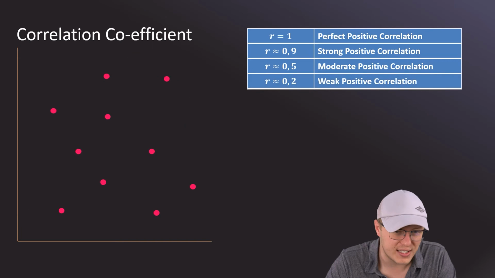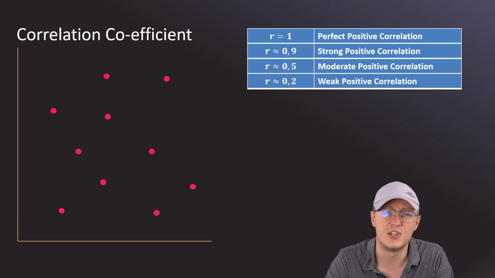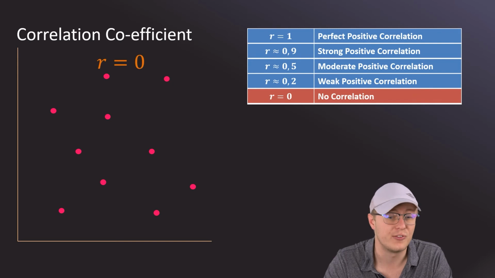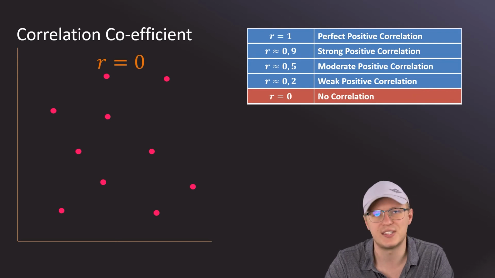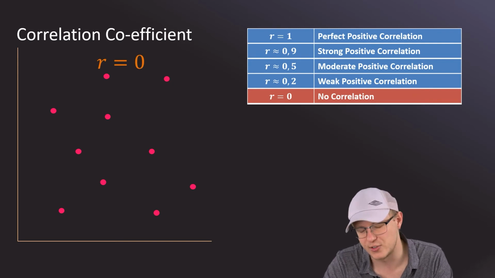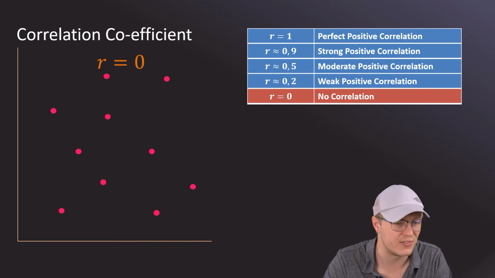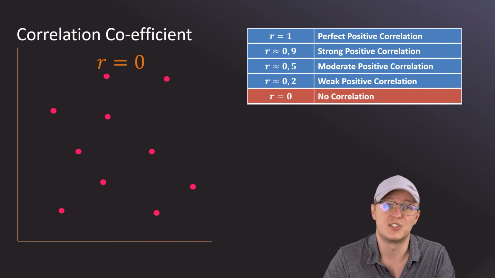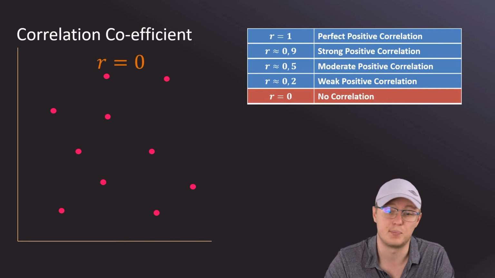And then if our scatter plot looks like this, then there's no trend there whatsoever. And that's going to be a correlation coefficient of 0, and that means there's absolutely no relationship. There's no hope of using the x value in order to predict what the y value is going to be. If you have a certain x value, the y value could be absolutely anything.